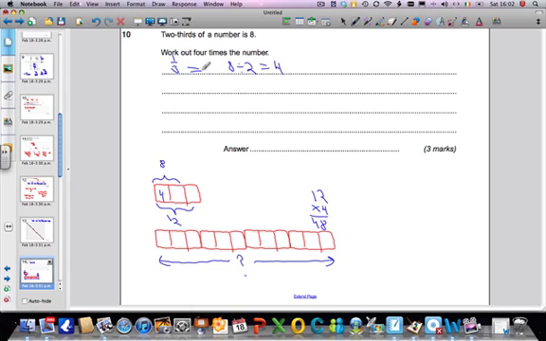1/3 gives us 8 divided by 2, which is 4. That means the whole number must be 12, equals 3 times 4, which is 12, and 4 times the number equals 4 times 12, which is 48. But as I said before, it's always good if you can draw a little picture to try and represent what's going on. It can really help you visualize how to solve the problem.